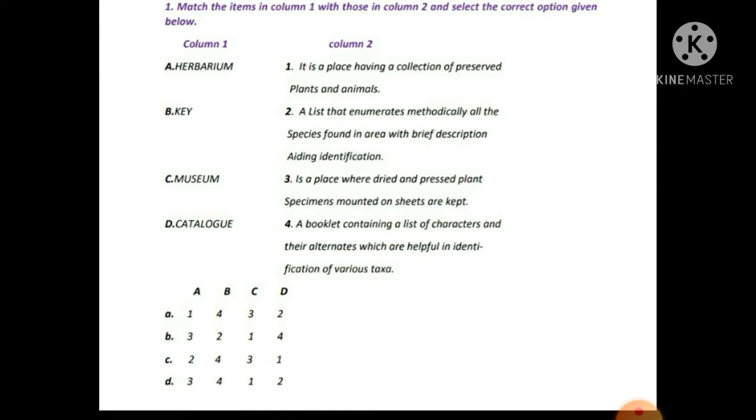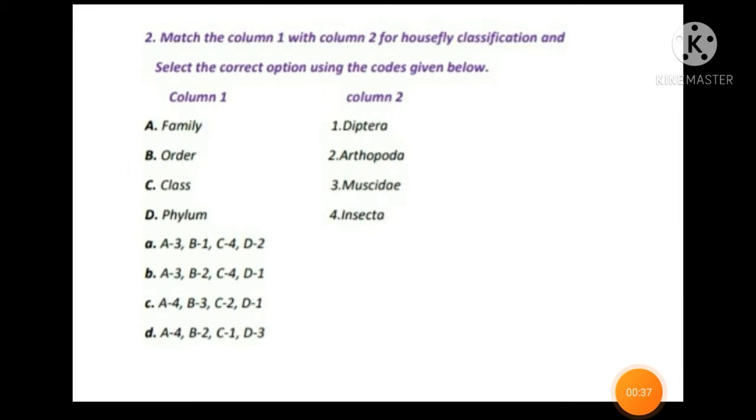So next question. Match column 1 with column 2 for housefly classification and select the correct option using the codes given below. In column 1: A family, B order, C class, D phylum. In column 2: first is Diptera, second Arthropoda, third Muscidae and fourth is Insecta.